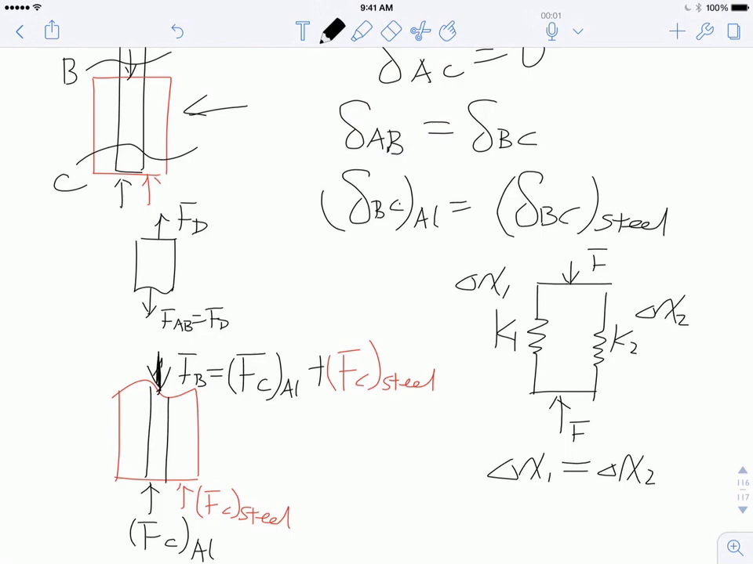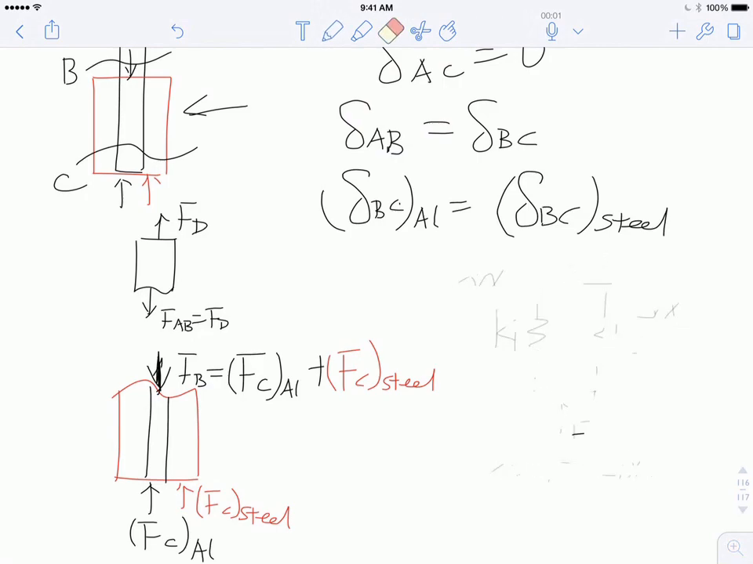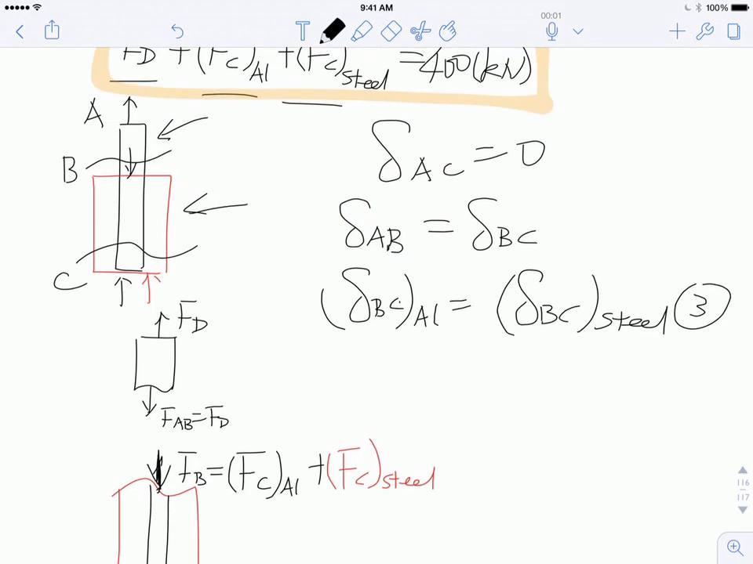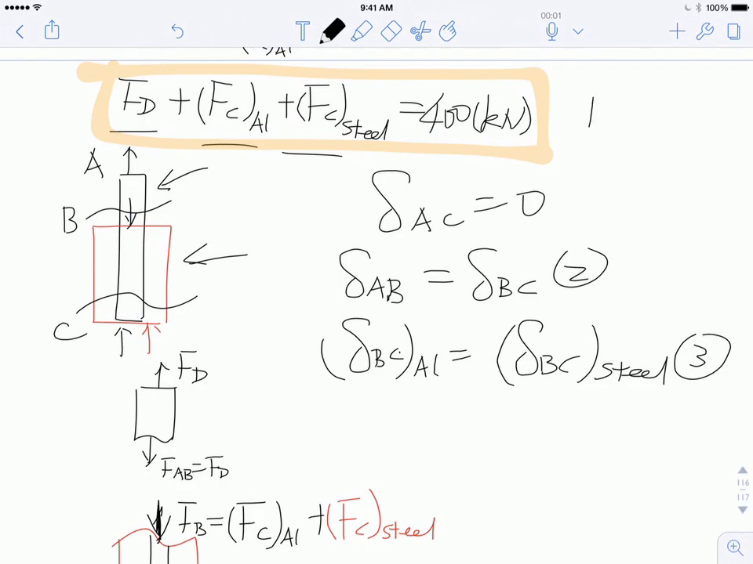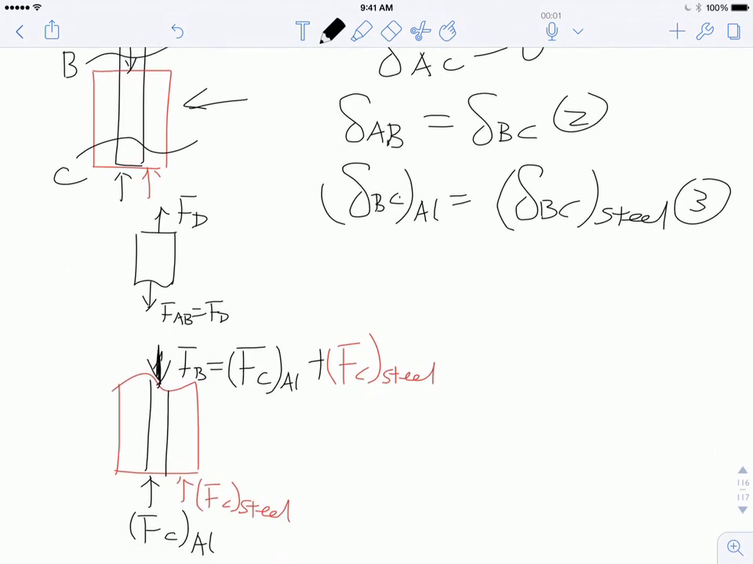Okay, so same thing for the aluminum tube, aluminum rod and steel tube, right? Because they're bonded together, they have to see the same amount of displacement. Alrighty, so this gives me one more condition. So, three equations, three unknowns. We should be able to solve for it. Okay? Alrighty, so let's see how that goes.